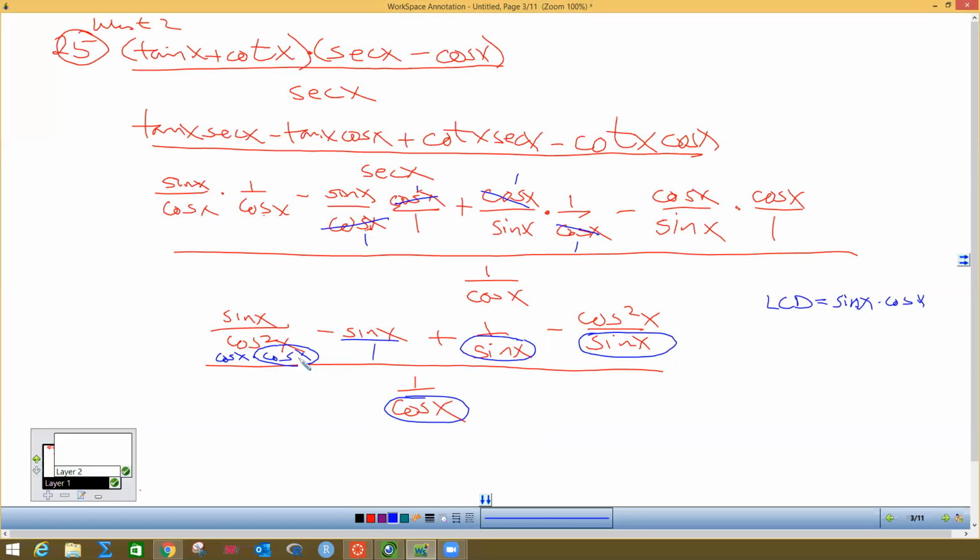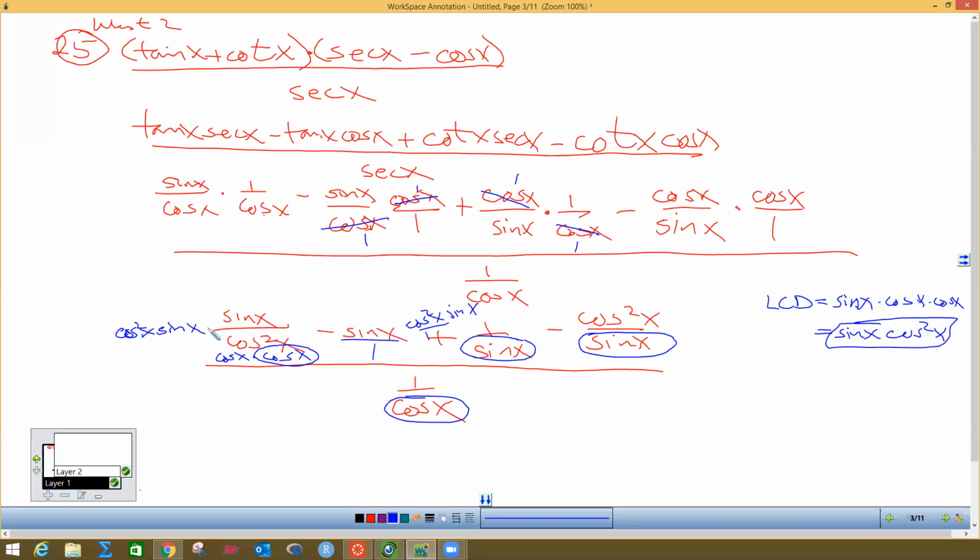And then I have a 1 and another cosine, so it's another cosine times 1, which doesn't change anything. So my LCD is going to be sine x times cosine squared x. Okay, so I'm going to take this LCD, and I'm going to multiply it by every single term up here. So I'm going to take this times cosine squared x times sine x times the first one. I'm going to take that times cosine squared x times sine x on the second one.